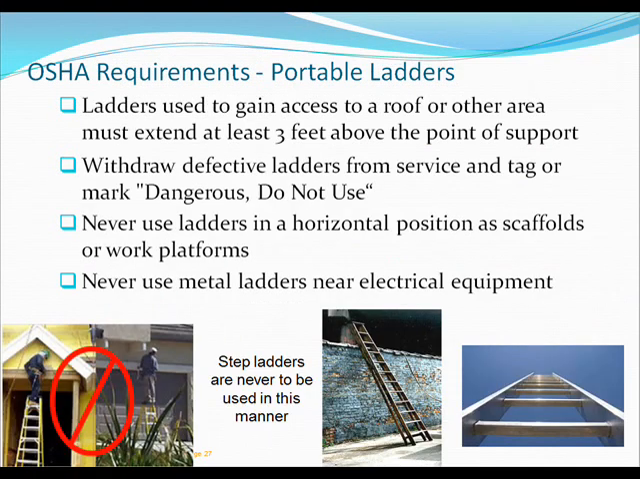OSHA requirements, portable ladders. Ladders used to gain access to a roof or other areas must extend at least 3 feet above the point of support. Withdraw defective ladders from service and tag them marked dangerous or do not use. Never use ladders in a horizontal position as scaffolds or work platforms. Never use metal ladders near electrical equipment.